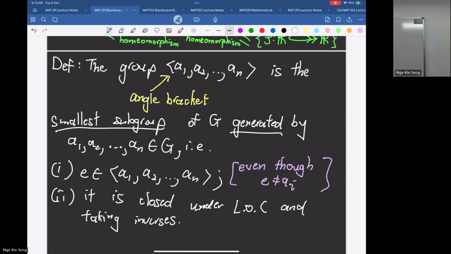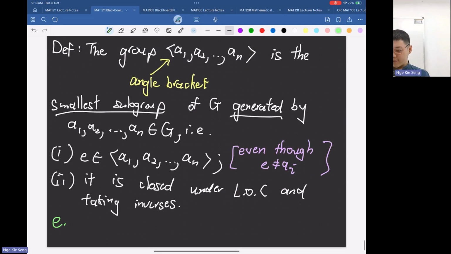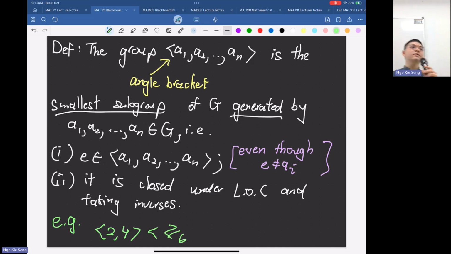Why not? Because what? Maybe the set you started with is not infinite. For example, I gave you an example: if you look at the set generated by 2 and 4 inside Z6, this is the smallest subgroup in Z6. But what are all of the elements here? Do you still remember? What are all the elements here?